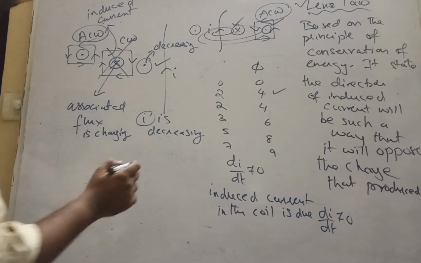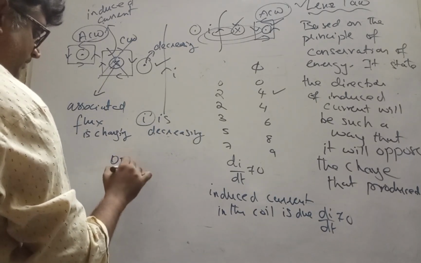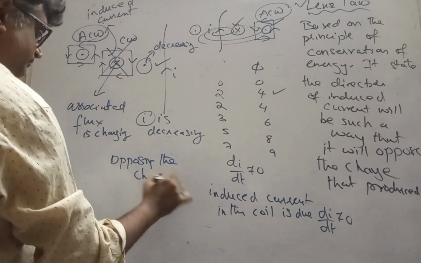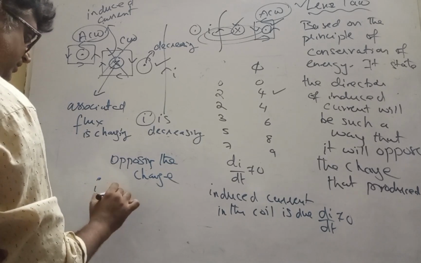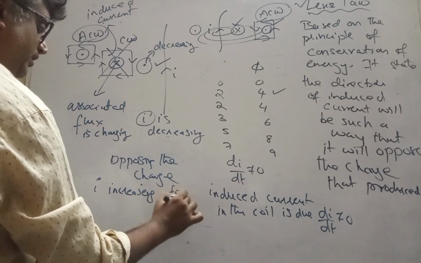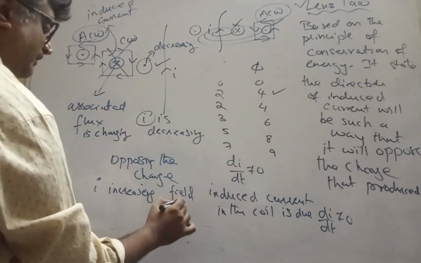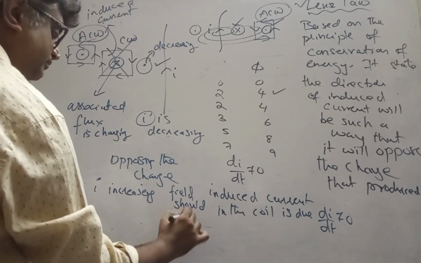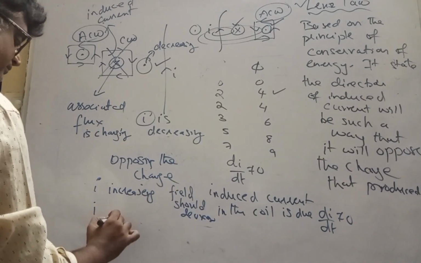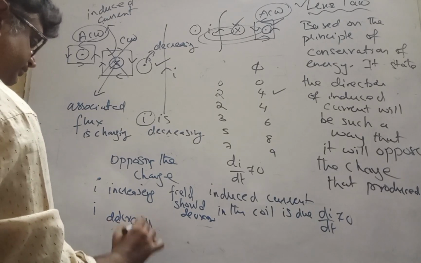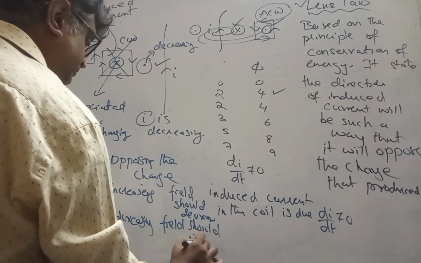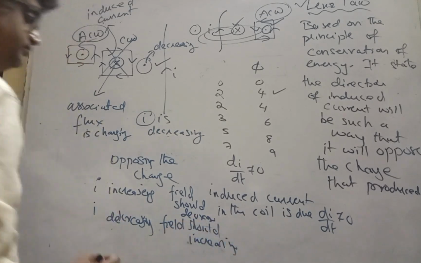So opposing the change actually means if I is increasing, the field should decrease, and if I is decreasing, then the field should increase. This is exactly the meaning of that.